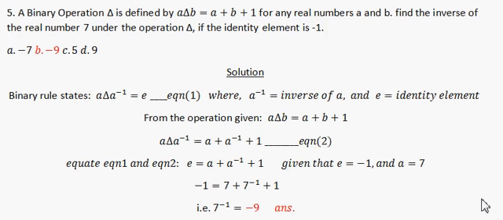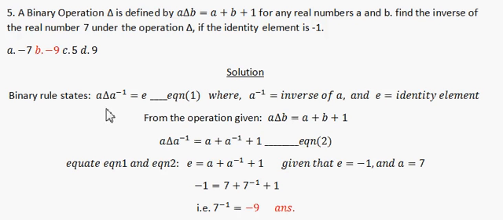In this video we shall be talking about how to find the inverse of an element in a binary operation. And this question says the binary operation * is defined by A * B = A + B + 1 for any real numbers A and B. So find the inverse of the real number 7 under the operation * if the identity element is -1.